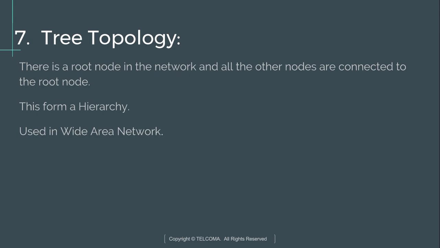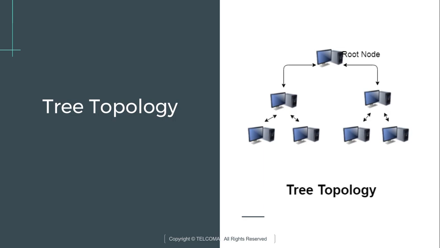Next is tree topology. There is a root node in the network and all the other nodes are connected to the root node. Means there is a root node and all devices are connected to the root node. So this forms a hierarchy, and this topology is used in a wide area network. As shown in the diagram, the upper device acts as the root node, and then the branch nodes, then the leaf nodes. These devices are connected in a hierarchical form.